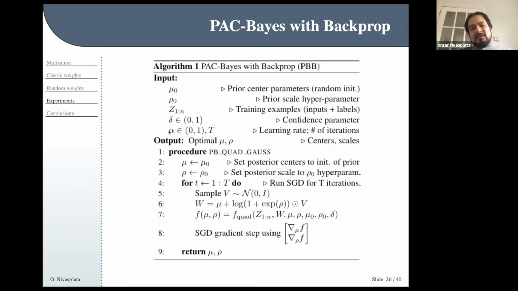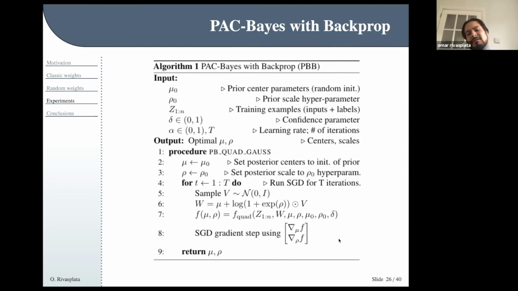And you have your data, a finite list of training examples. That is what the algorithm takes in. And then what you're going to do is optimize. In this case, we have illustrated the use of this algorithm with the training objective called F quad, the one that derives from the PAC-Bayes quadratic bound. And you apply stochastic gradient descent, so you optimize this training objective with stochastic gradient descent.